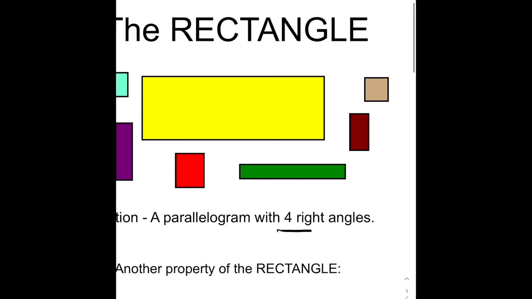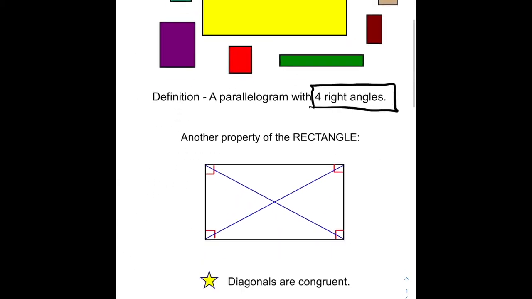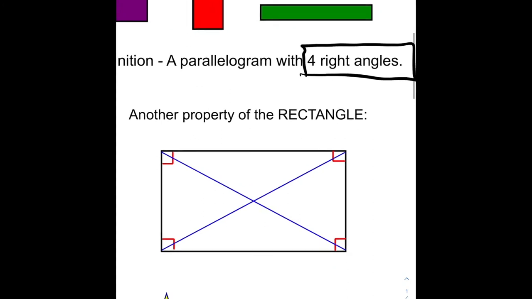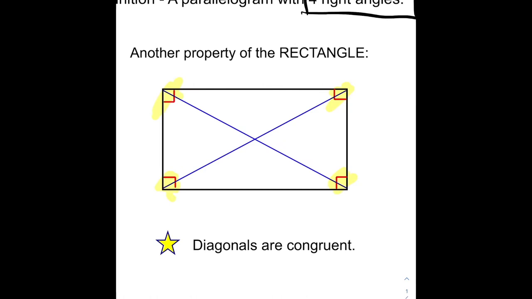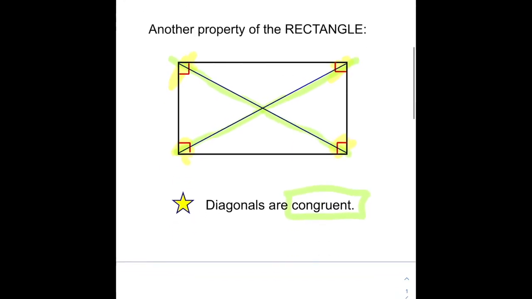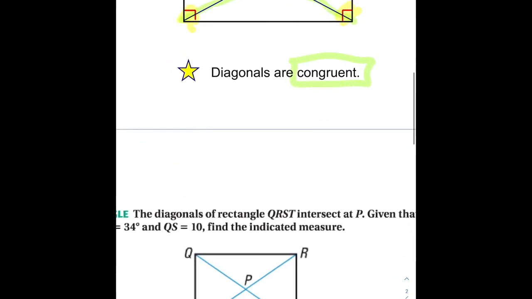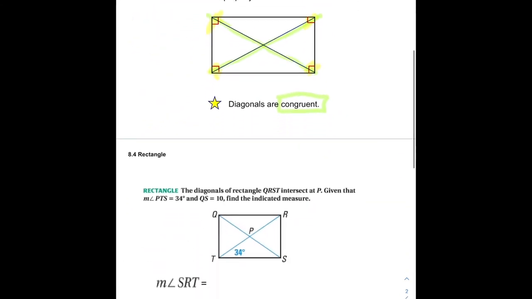So a rectangle is a parallelogram that has 4 right angles. That's the key factor of a rectangle. You can see these right angles are denoted in the corners with the boxes. Another property of rectangles is that their diagonals, which go from one vertex to the opposite vertex, are congruent, which means exactly the same. So rectangles have 4 90-degree angles, and their diagonals are congruent.